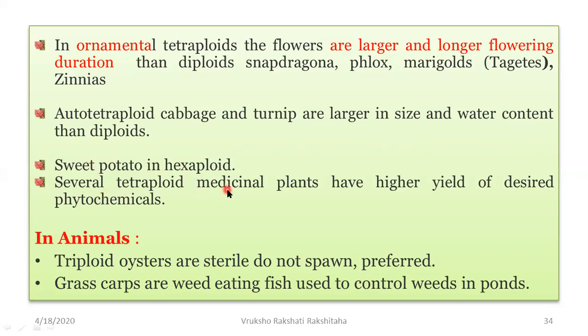Similarly, many medicinal plants are tetraploids and have a higher percentage of the desired phytochemicals. Examples of animals are triploid oysters. Triploid oysters are edible and they are sterile. They do not spawn, so these are the favorite of those who like to eat oysters. Then there are crabs, carps, which are weed-eating fish, and they are released into the ponds in order to control the weeds.